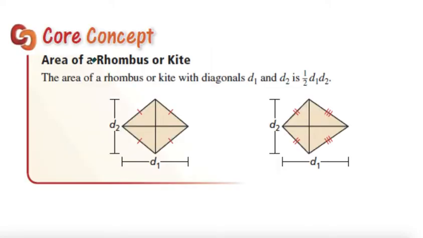Hello everyone. Today we are going to be talking about 11.3, area of a rhombus and a kite. So actually for area of a rhombus and a kite, they're going to be the same formula.